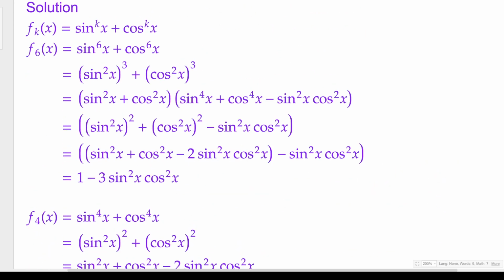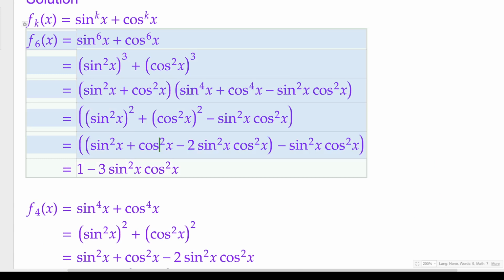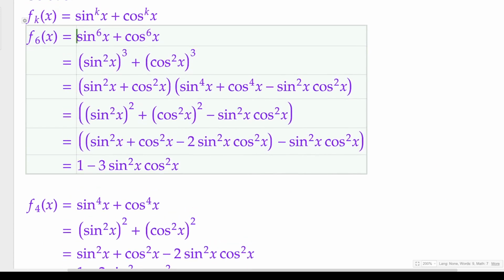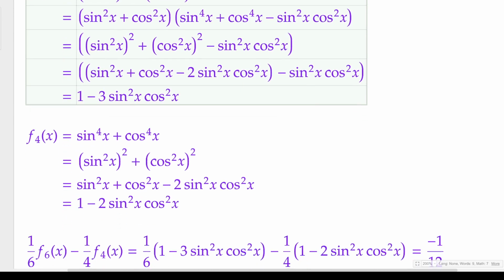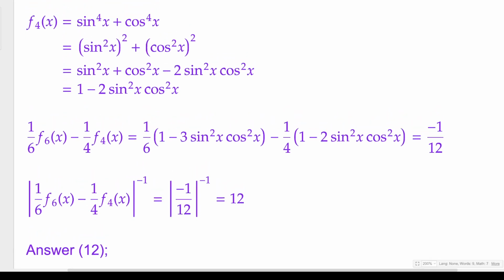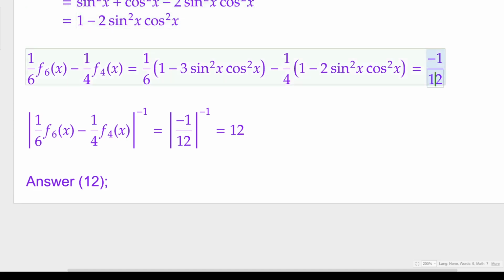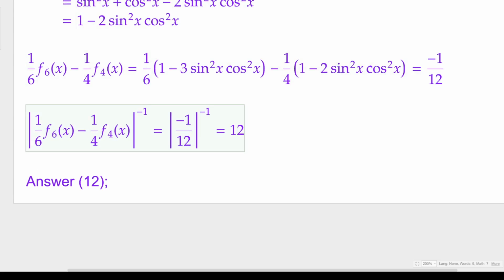If you know the identities directly, you can solve it very quickly, otherwise you will have to go through these steps. So it's recommended that you remember this part, that is sin x power 6 plus cos x power 6 is equal to 1 minus 3 times sin square x times cosine square x. And similarly, sin x power 4 plus cos x power 4 is equal to this. After substitution of this, we got negative 1 by 12, and when we resolved this according to the given problem statement, we got the answer 12.